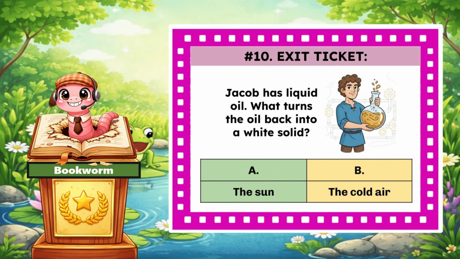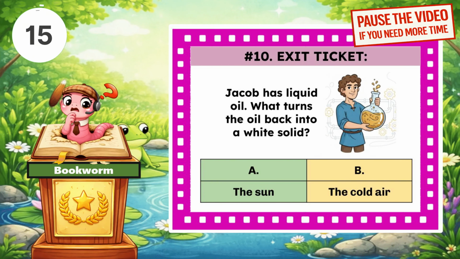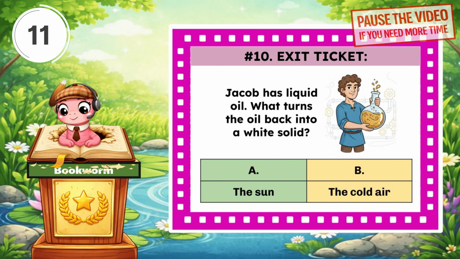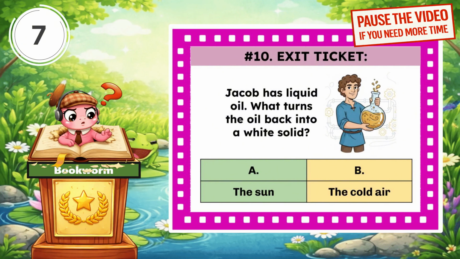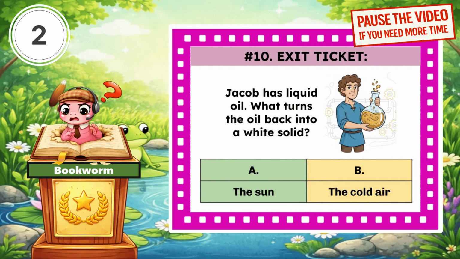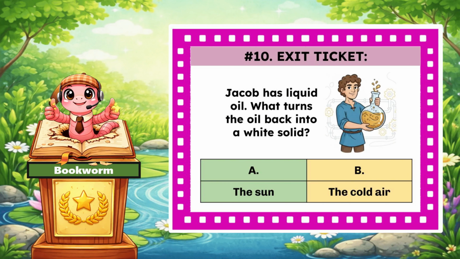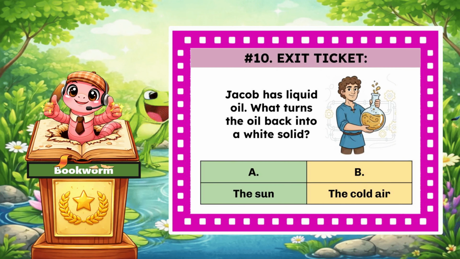Jacob has liquid oil. What turns the oil back into a white solid? And the correct answer is letter B, the cold air.